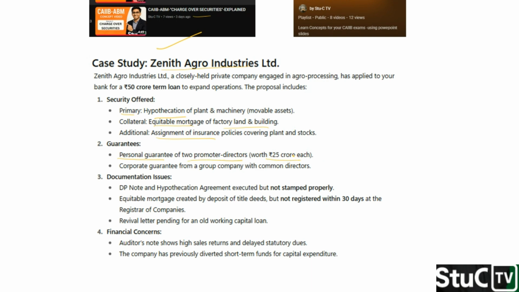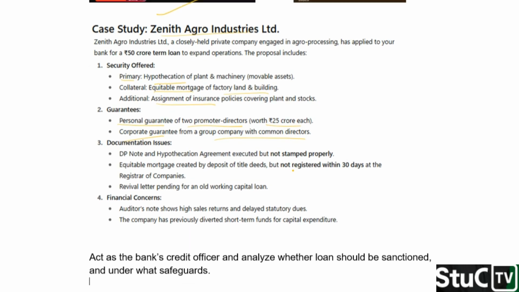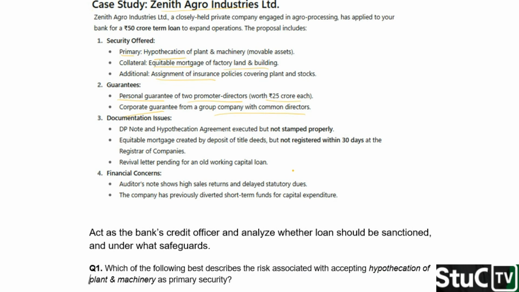Now let's look at what are the guarantees provided. Personal guarantees provided by two directors whose net worth is 25 crore each. Then a corporate guarantee from a group company with common directors. Okay. Then look at documentation issues.